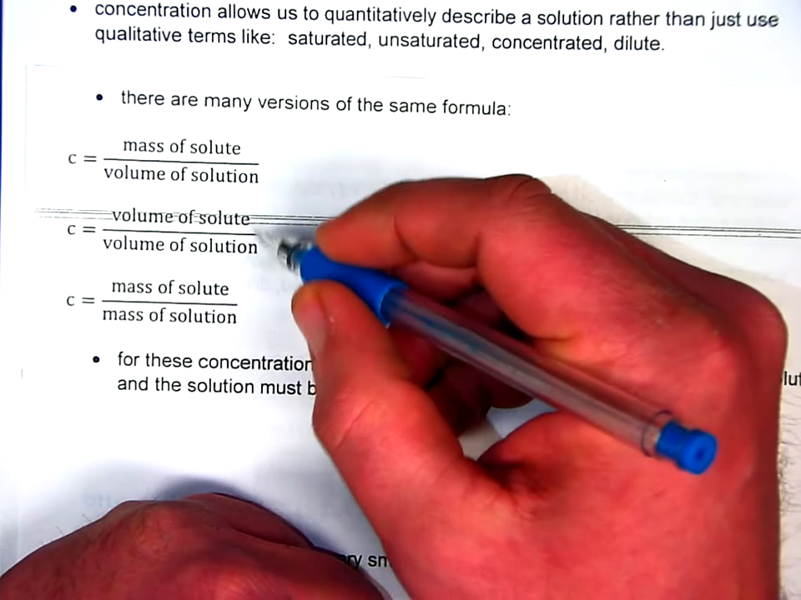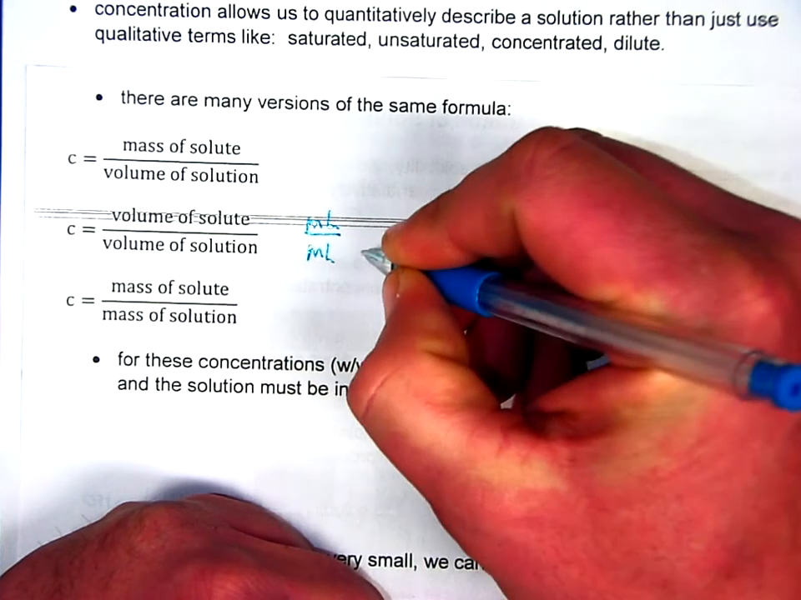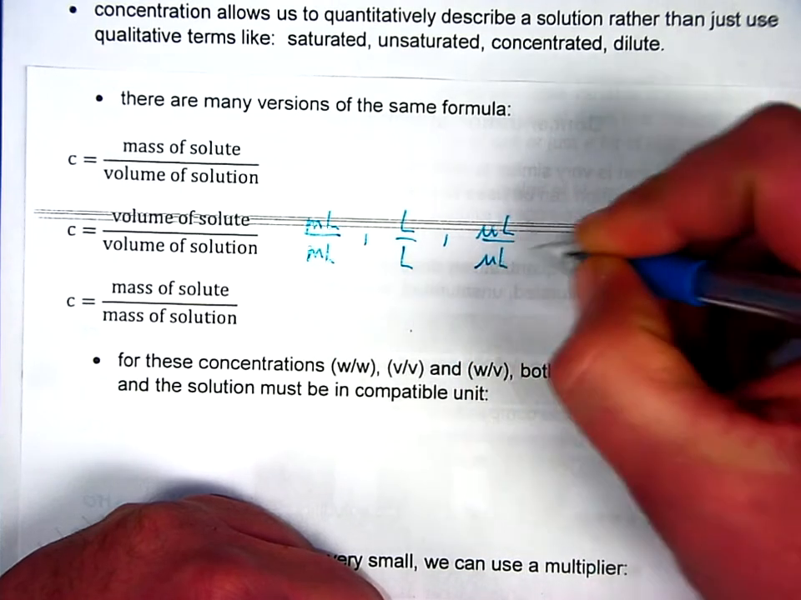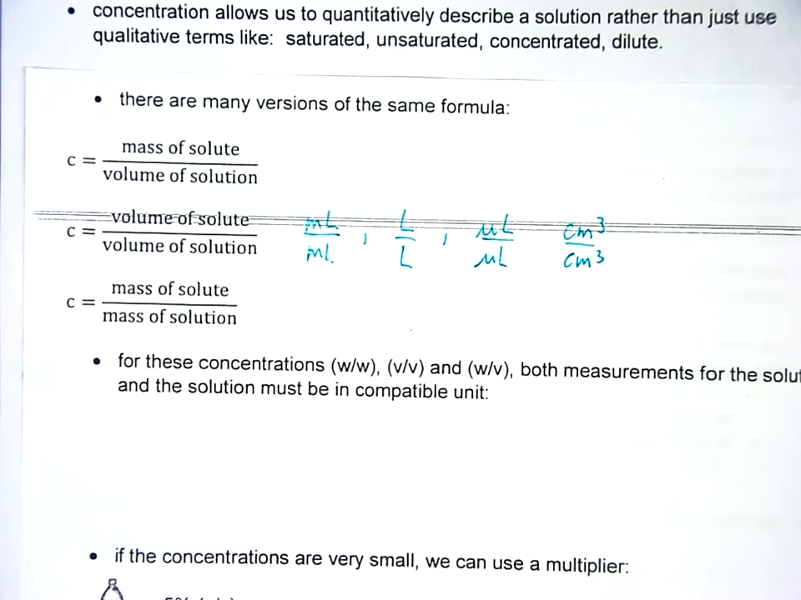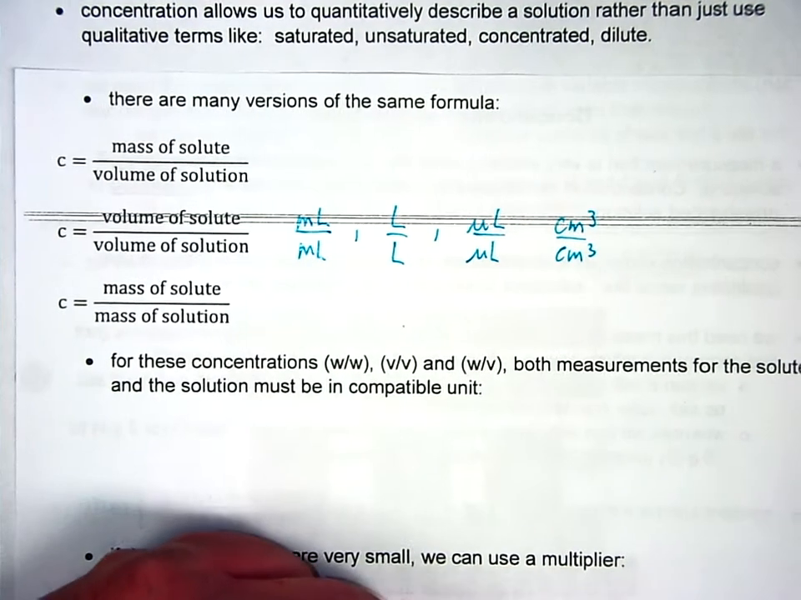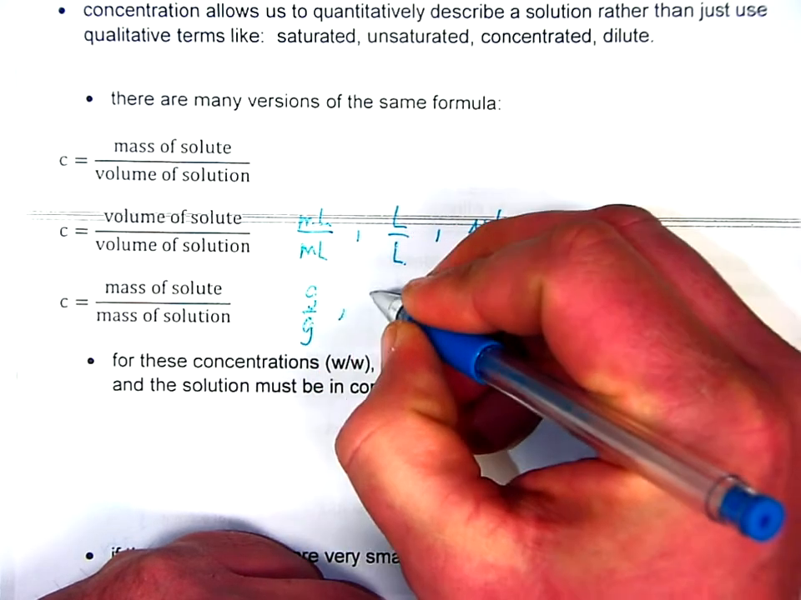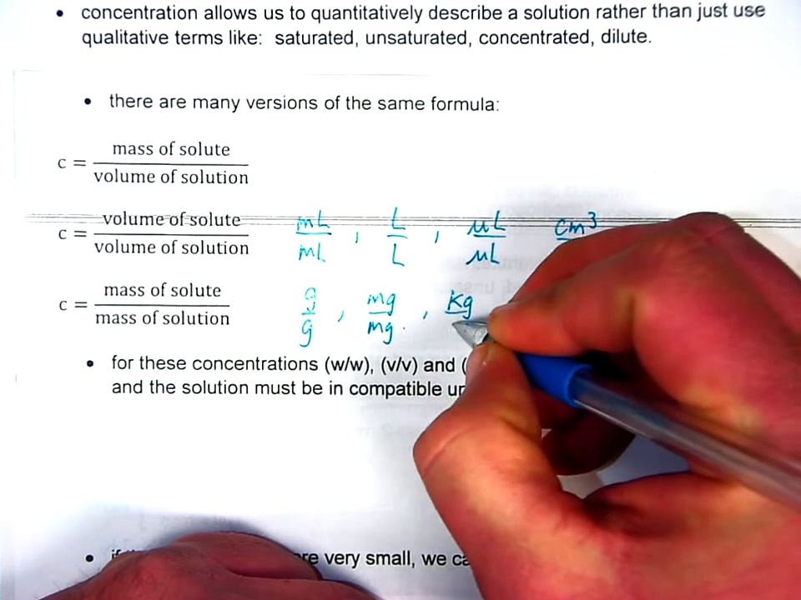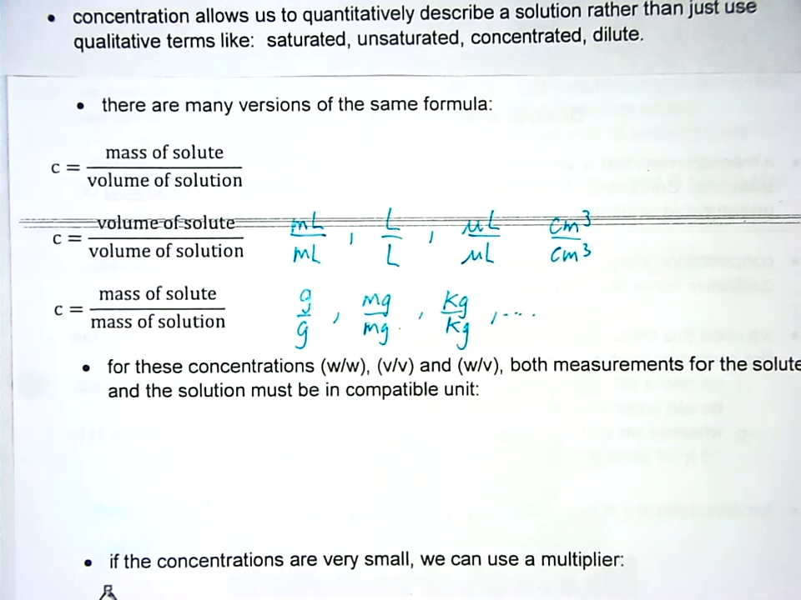Basically, this ratio just has to have compatible units, or identical units in this case. So milliliters to milliliters is good. We could use liters to liters, microliters to microliters, centimeters cubed to centimeters cubed, whatever it happens to be, as long as they're the same. Same thing with mass: grams to grams, milligrams to milligrams, kilograms to kilograms, etc.